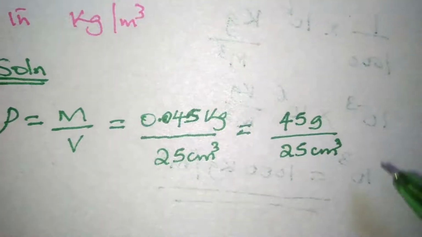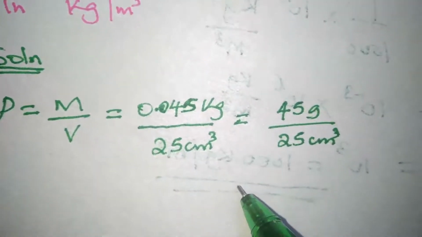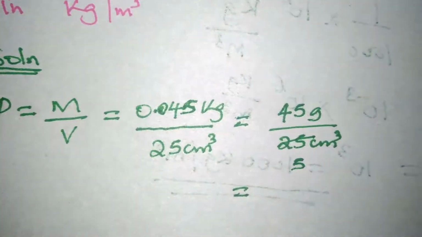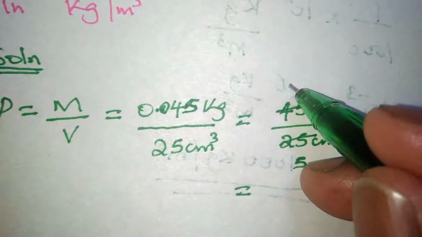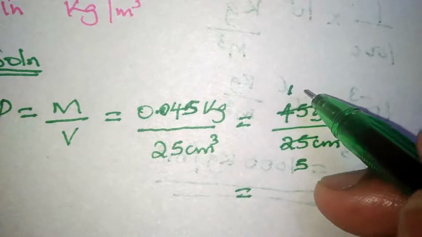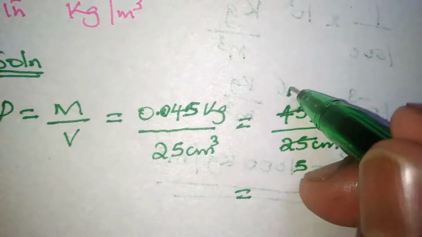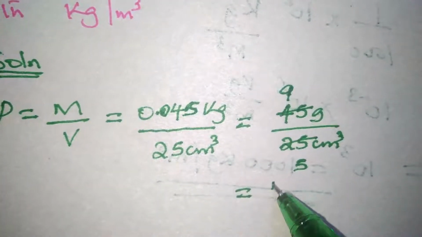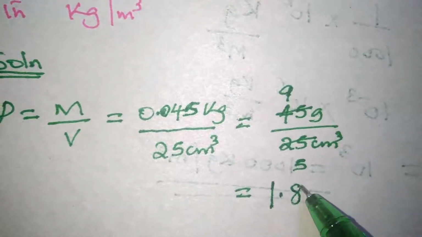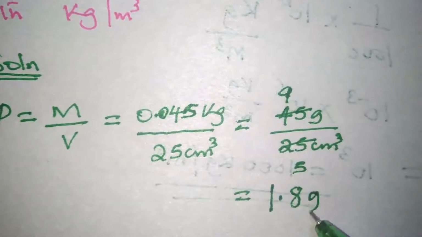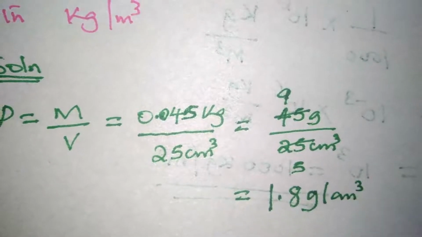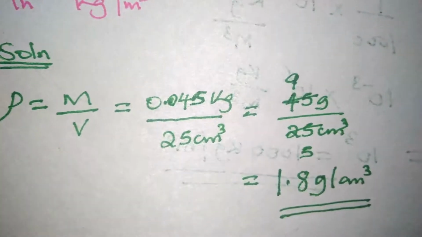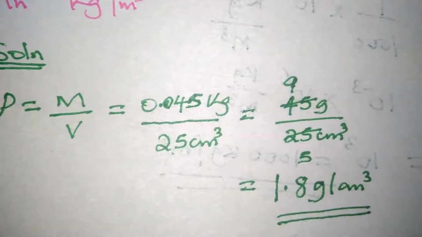Now, if you look at it, you will realize that when you divide by 5, you get 5, and you divide this by 5, you get actually 9. Now, 9 divided by 5 will give you 1.8 grams per centimeters cube. Now, we end up with this as the density of ivory.